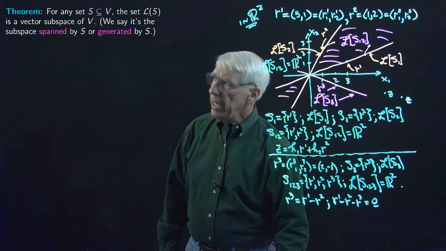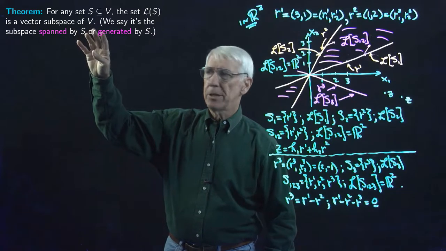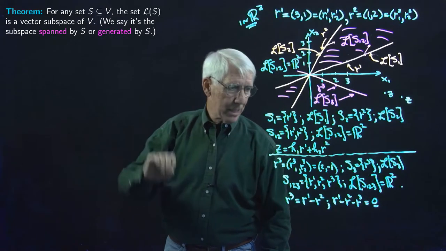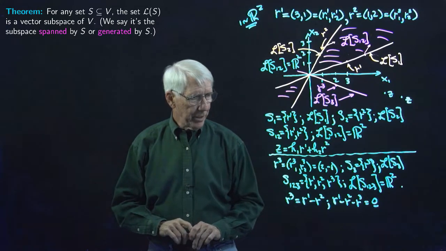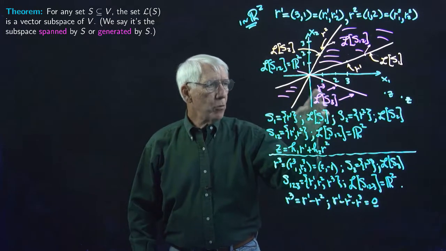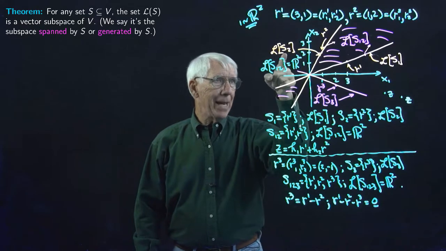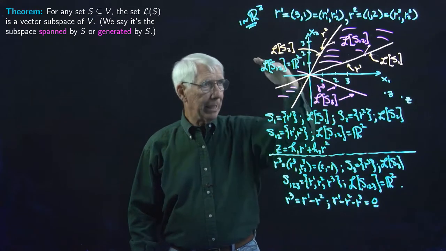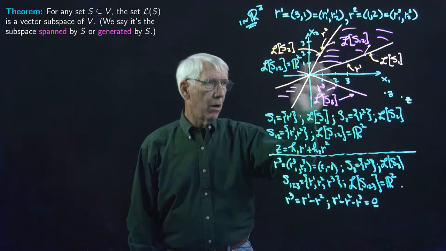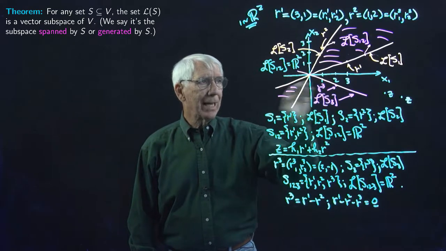So here we have a theorem that says for any subset S of a vector space, the set of linear combinations, the span of that set S, is a subspace. I should have pointed out before putting the theorem up here that everything we've done so far in the example, every one of the spans, the span of S1, this line, the span of S2, this line, the span of S3, this line, the span of S12, all of R2, the span of S123, all of R2, every one of those spans, L of some S, appears to be a subspace. It looks like a subspace.